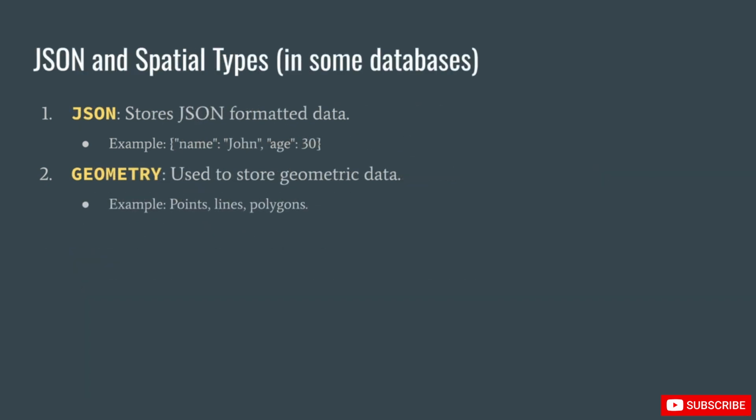JSON is a versatile data type for storing structured data in a readable format. It's perfect for things like user profiles, where you might store details like name and age in one compact object. Geometry, on the other hand, is tailored for storing geometric data. Whether it's points, lines, or polygons, this type is essential for applications involving spatial data, such as mapping and geographic information systems.